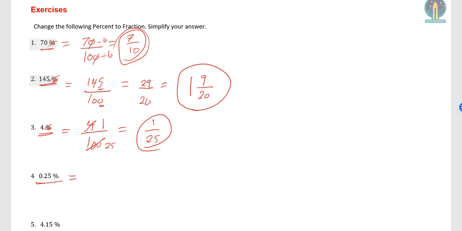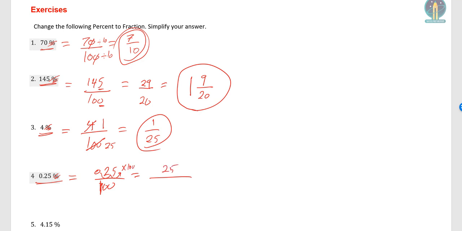0.25%. So remove percent sign, write it out of 100. Okay, now 0.25. So again, this is a decimal. So the way to simplify it would be to convert it to the nearest integer by multiplying either by 10 or 100 or etc. So in this case, we would want to multiply it by 100, right? Because the decimal point is here. We need to move it 2 spaces, right? 2 spaces means 0.25 times 100.